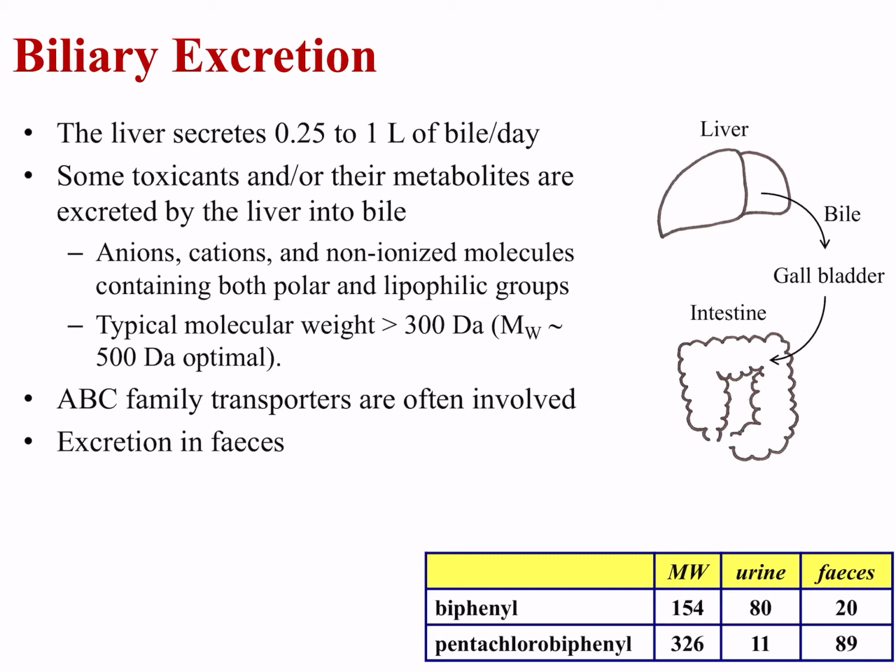Some toxins and their metabolites are excreted by the liver into the bile. The liver secretes between a quarter of a litre and a litre of bile a day. Things like anions, cations, and non-ionized molecules containing both polar and lipophilic groups can fall into this category. There is a typical molecular weight cutoff of around 300 Daltons. The ABC family of transporters, which we met in the first lecture on absorption, are often involved, and excretion ultimately happens in the feces.